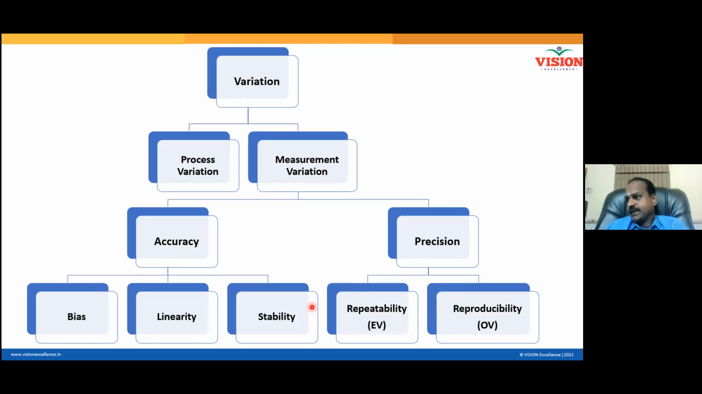Now tell me, am I accurate here? 100 mm is measured as 100 mm. Can you tell me, am I accurate? Yes, sir, it is accurate. I am accurate, no bias. Now 3 readings I gave, all 3 readings are 100. Now tell me, am I consistent? Precision. Yes, I am accurate also, I am consistent also. That I am accurate as well as precise. Do you think both are required? Yes, both are.